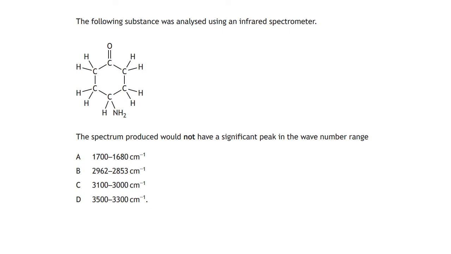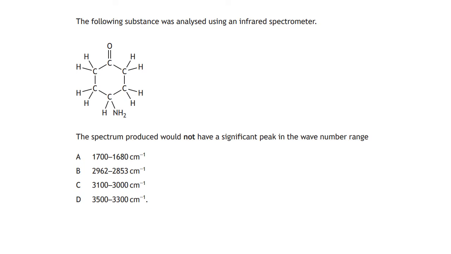This one is about infrared, and it's asking us which spectrum would not have a significant peak. The spectrum reduced would not have a peak in which one of those ranges. So what we're needing to do is look at our page of infrared signals, which is on page 15. We look at each of those numbers, identify the bond that it says is there, that would be that range of wave numbers, and if the molecule has that bond, we would expect to see a peak there. If the molecule does not have that type of bond, then that's going to be our answer.